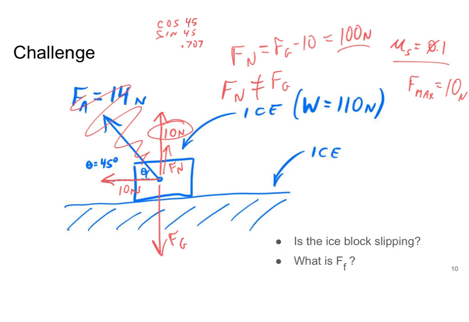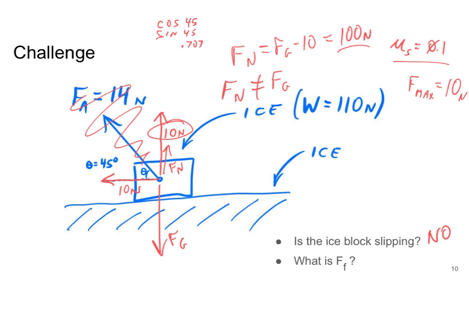Now I'm going to check and make sure I'm not asking for too much. Whoa, I'm asking for 10. I am right at the verge. Well, let's see. The equation says less than or equal to. I guess I'm equal to. On a technicality, I'm going to say no, it's not slipping. But boy, if I pulled the tiniest little bit more, yes, it would be. So I'm right on the edge there.